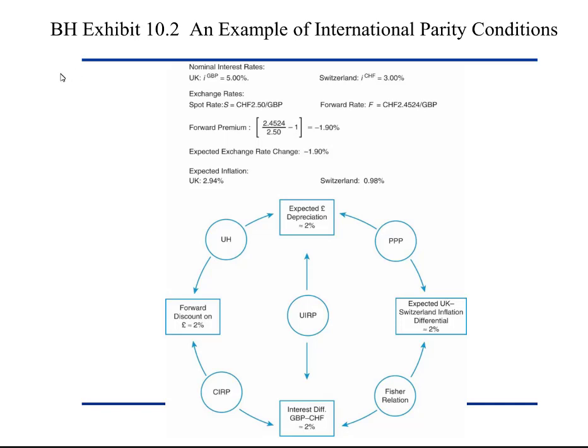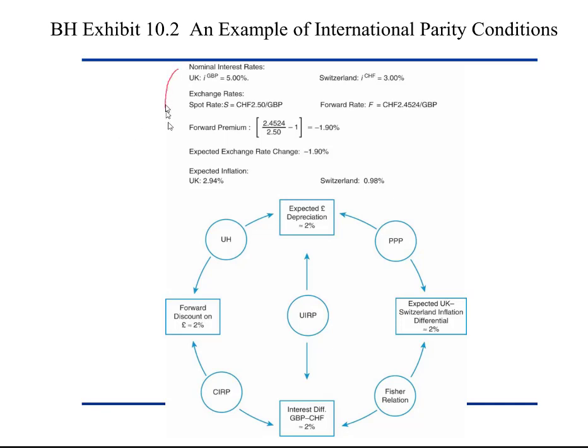Let's take a look at Baker-Hardwick Exhibit 10.2, an example of international parity conditions. In this exhibit, we're going to summarize what we learned in international parity conditions: CIP, UIP, UH, Fisher relationship, PPP, and real interest rate parity, RIP. Everything is summarized in this exhibit.